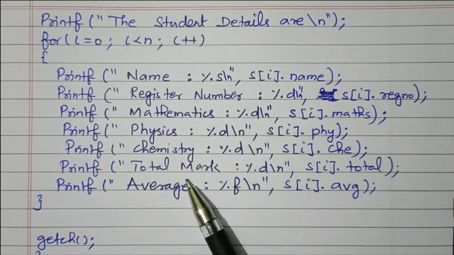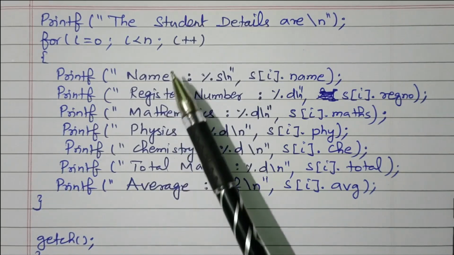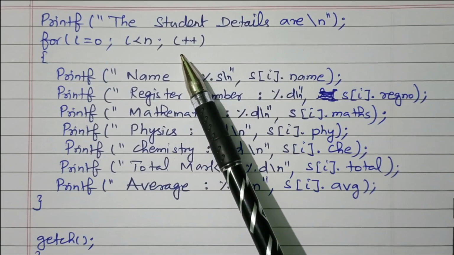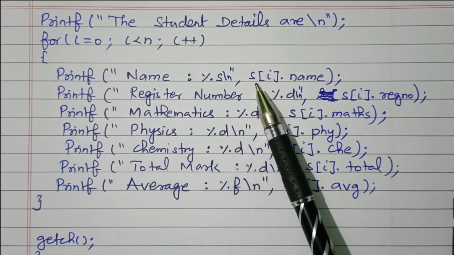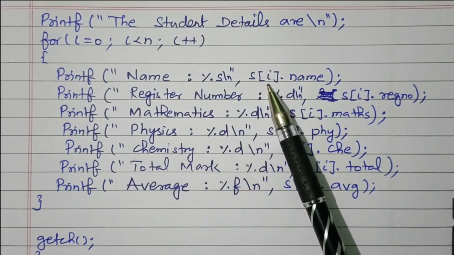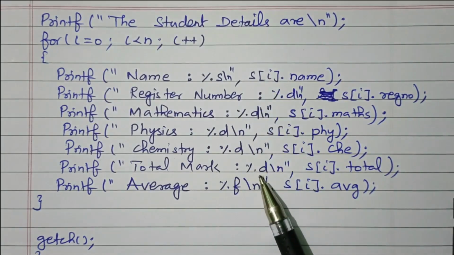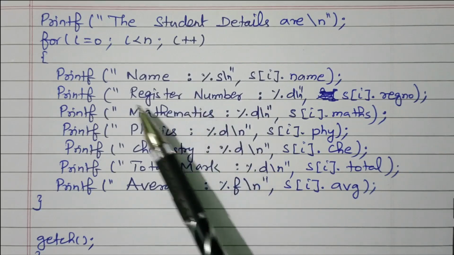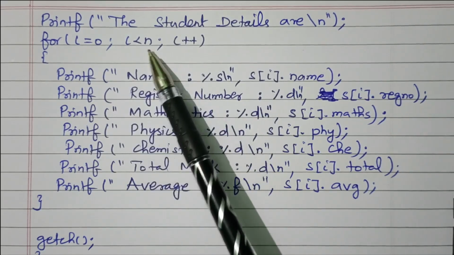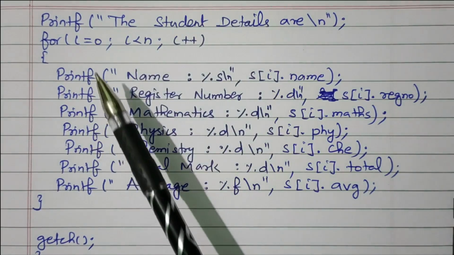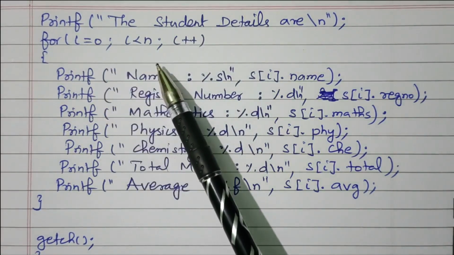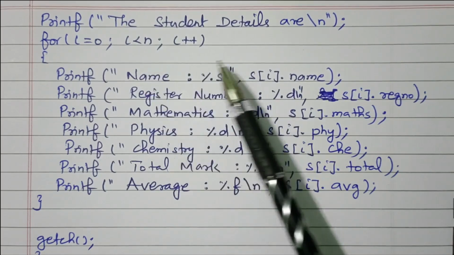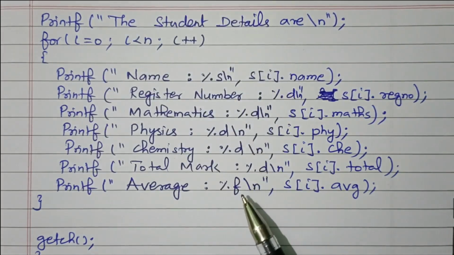So the loop will be executed one time. After that, i is incremented. i is 0, so incremented means 0 plus 1, i becomes 1. So s[1] means the second student's details. Then it will print the second student's details. Similarly third, fourth, fifth, i is incremented 1 by 1. For example, n equal to 5 means it will be executed 5 times, i equal to 0, 1, 2, 3 and 4. At 5 it is terminated. From 0 to 4 means 5 times it will be executed.